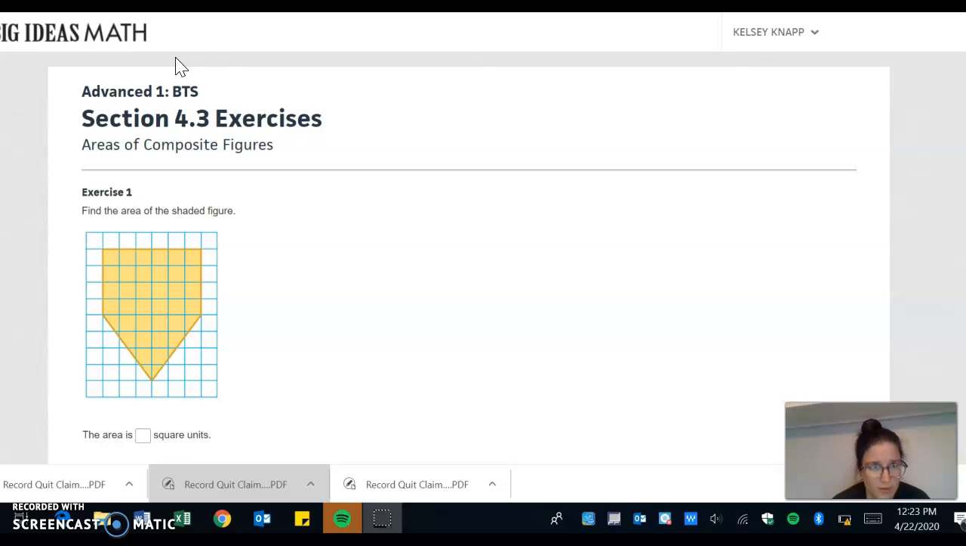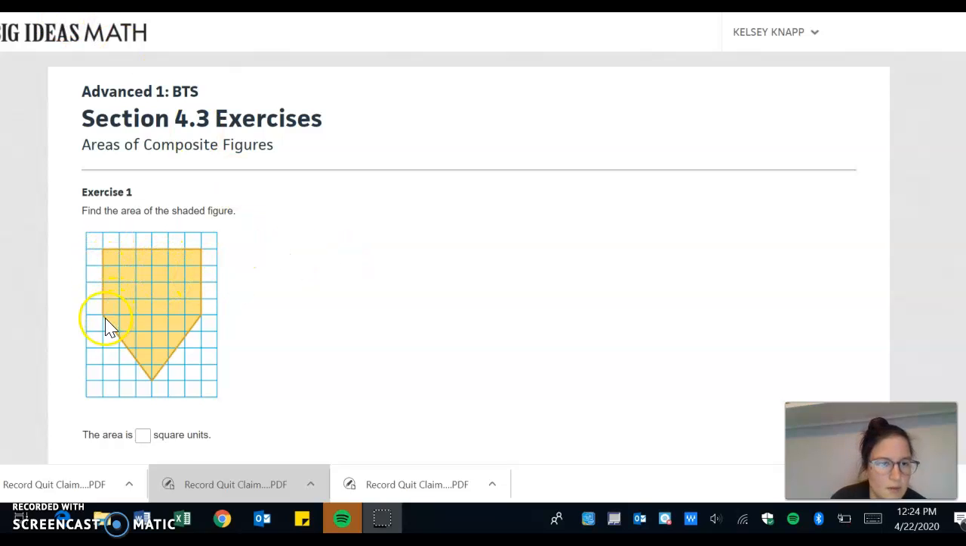So this is from the first section, 4.3, area of composite figures. A composite figure takes two or more shapes, polygons that we know, and combines them together to make an interesting figure. As you see my mouse go over it, it's like a backwards house, but it's made up of a rectangle and a triangle here. So they want you to find the area of it. What you're going to have to do is find the area of both figures and then add them together.